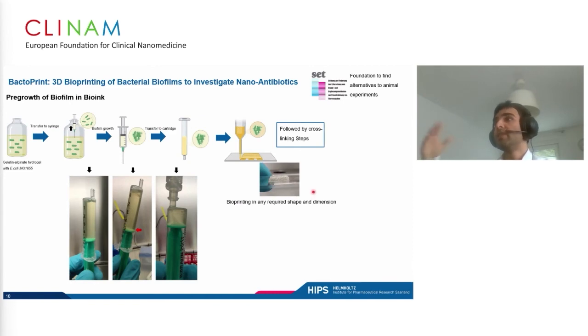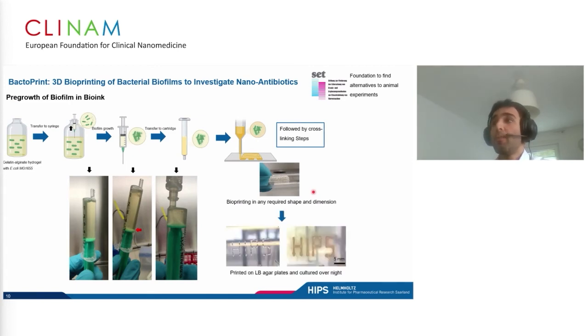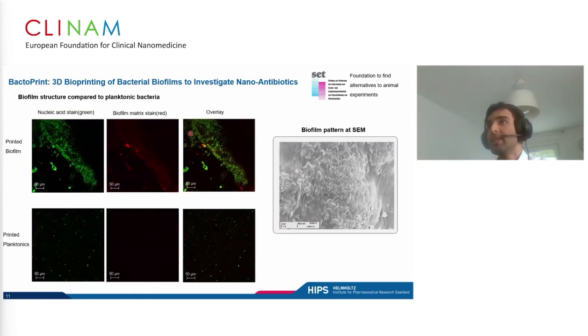You can also follow this by cross-linking steps for any kind of assays and experiments you want, with calcium chloride, for example. And we saw that the bacteria printed on agar plates survive the printing process. And when you then print any kind of structure, you can, for example, stain your biofilm matrix so that you can really observe it, which is the case here. Here you can see the staining of the bacteria, the nucleic acid, and here the biofilm matrix stained, here the overlay, compared to planktonics. And you can also see the biofilm pattern at the SEM microscope.